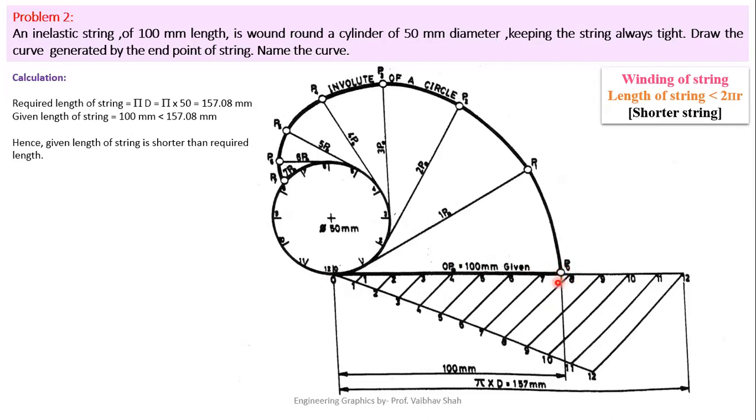So you have to mark this point. Here I have put the red point. You have to mark it with a dark point. After that, we will specify this as 100 mm and this as 157 mm.